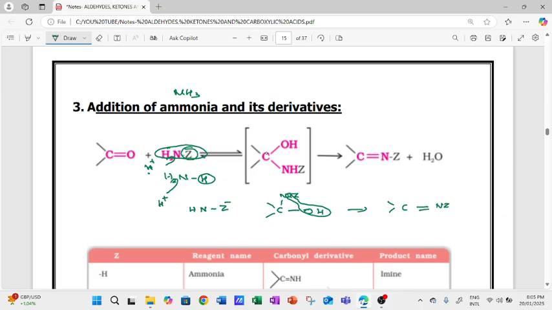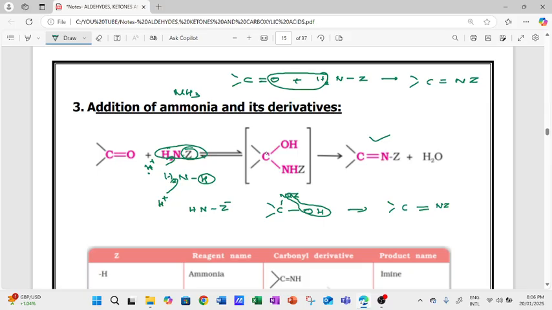Instead of writing the intermediate, you can write the reaction quickly like this. C double bond O; if the reagent is NH2Z, you write H2N, always H2N there, and only Z is replaced by different substituents. You just eliminate water, H2O, and join these two parts. C double bond NZ. This is how we can write the final product.